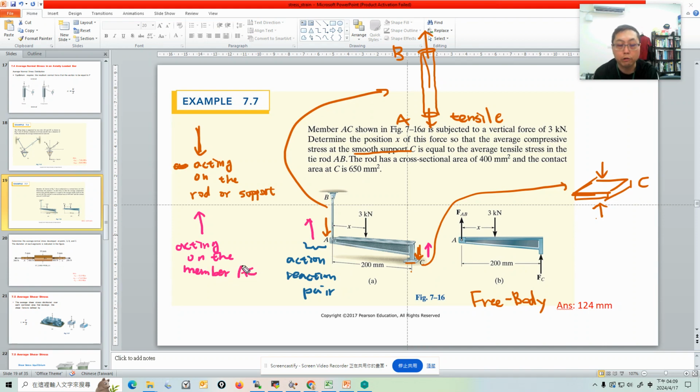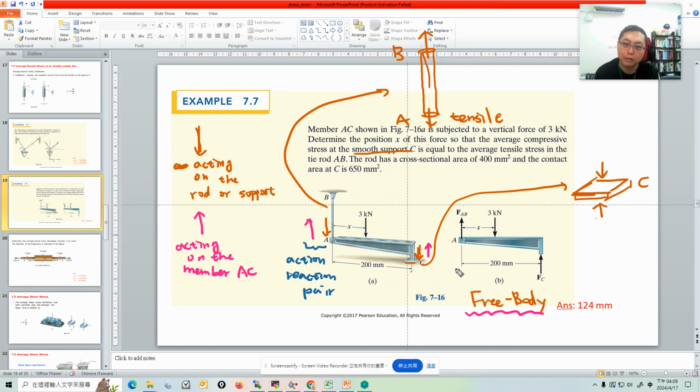Okay, this is very important. When you draw the free body diagram, you need to draw the forces acting on this body. That's why in this free body diagram, he drew these two reaction forces, because these two forces are really acting on this body. That's all I want to talk about.